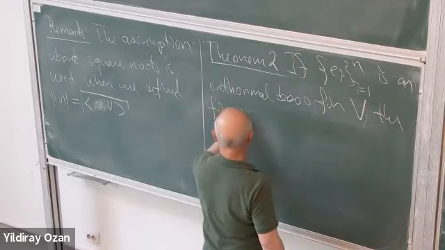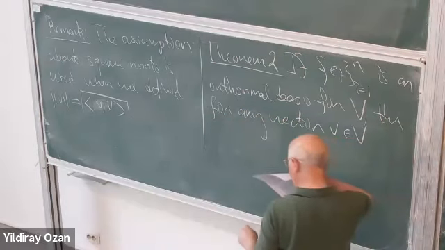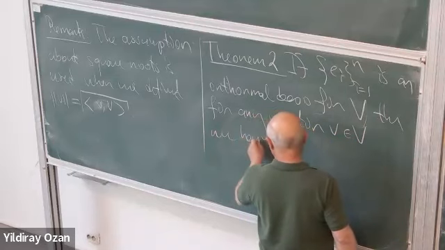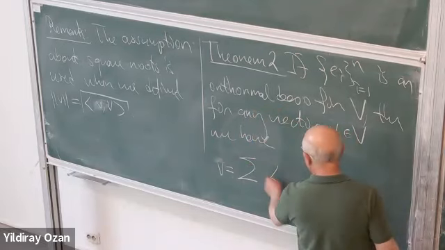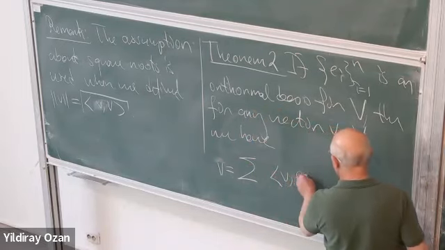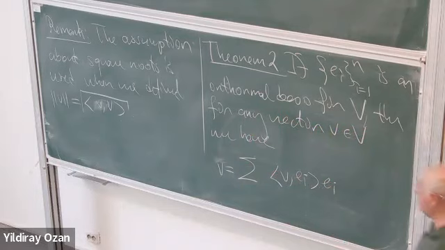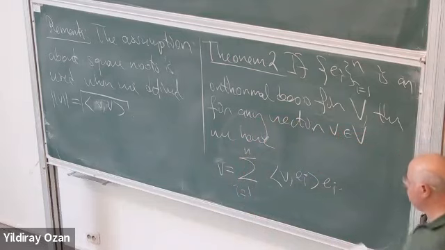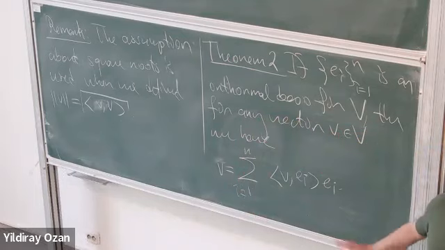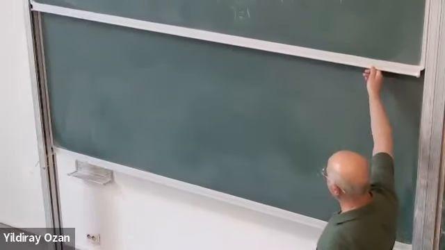for any vector V, we have the following. We can write this vector as follows. We just take the inner product of this vector with each basis element and then multiply the scalar we obtained with that vector. Okay. So it's really easy to write any vector as a linear combination of basis elements once your basis is an orthonormal basis. And the proof is very simple.